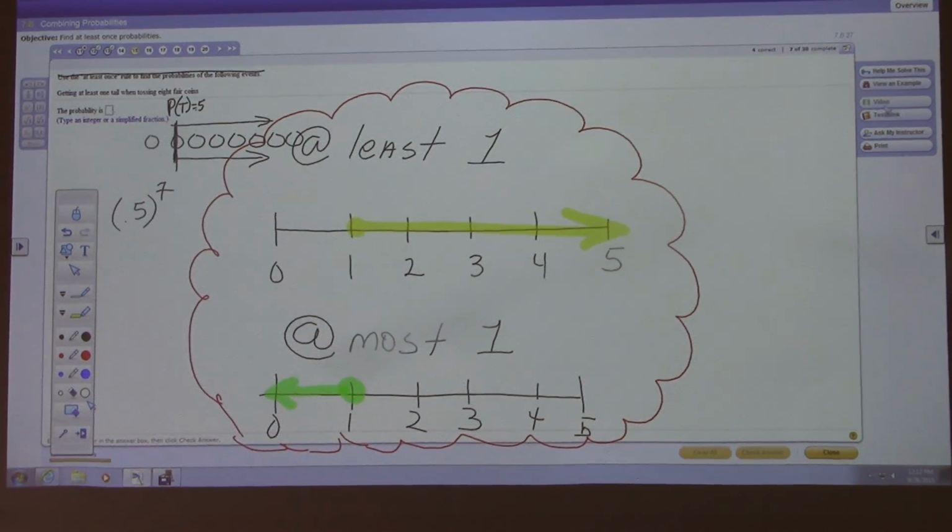So what's that? Somebody give me that number. 0.00. Okay, it says type as a simplified fraction. So that would be 1 to the 7th power over 5 to the 7th power, or 2 to the 7th power. 2 to the 5th power is 32, 64, 128. So it would be 1 over 128. I'm thinking in my head. 1 over 128.